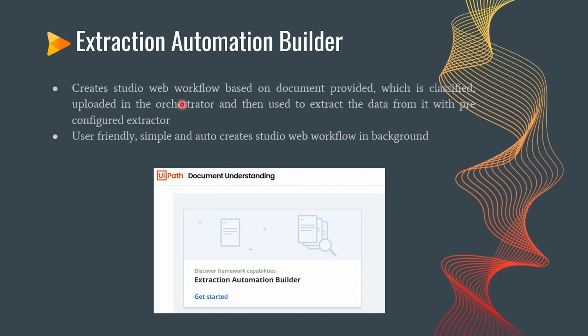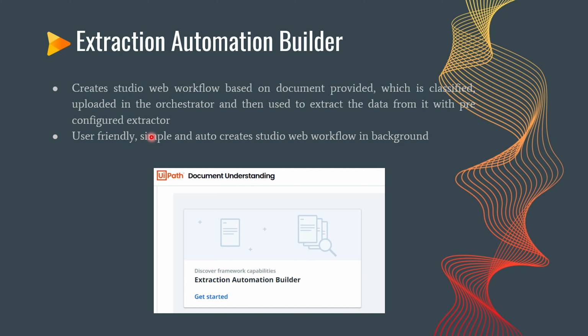So it will automatically create a Studio Web workflow based on the document you provided, and it will be classified, and it will be uploaded to Orchestrator. And if there are any fallbacks, an action item will be created by itself, and then you have to go to Action Center. You have to assign it to yourself, which you'll be seeing clearly in the next steps in the demo. So within that action item, you can see all the extracted information. You can just confirm, and then the extraction will be done. The next steps you can decide on yourself.